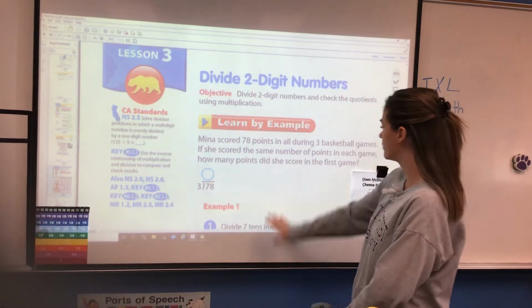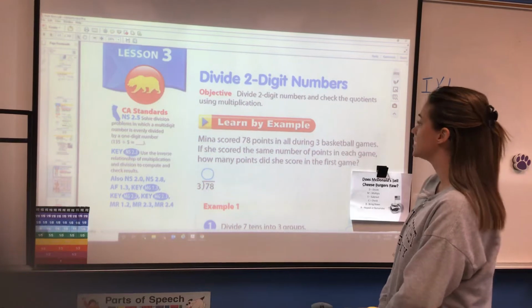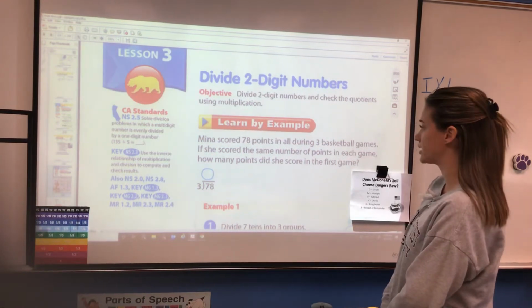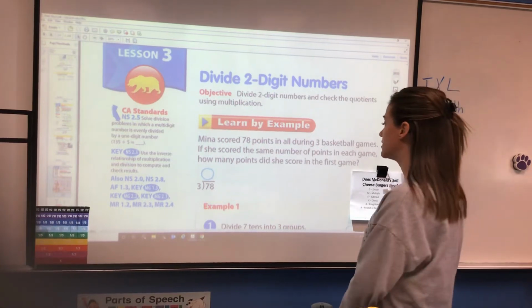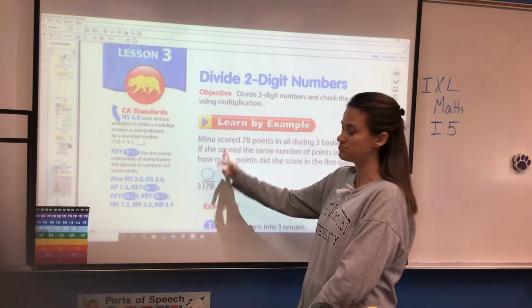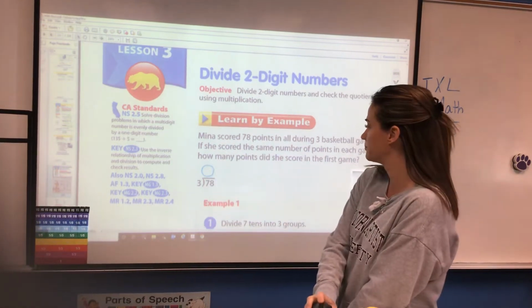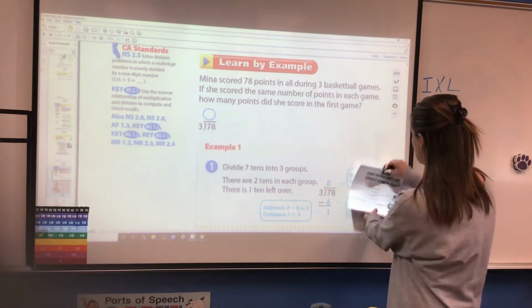Our little problem here says Mina scored 78 points in all during 3 basketball games. If she scored the same number of points in each game, how many points did she score in her first game? So they set up the little division problem and they put a circle where the quotient should be. So example 1, let me move this guy real quick.